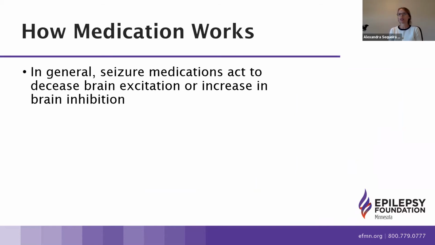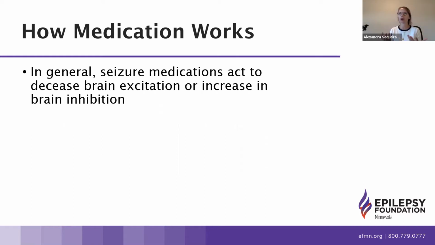So how do anti-seizure medications work? There's quite a complex pharmacology, and I just wanted to say in general that seizure medications act to reduce brain excitation. As I mentioned earlier, a seizure is really this abnormally excessive excitation of brain activity. So one way to reduce seizures would be to decrease the brain excitation or increase the brain inhibition, so to try and calm down the brain.